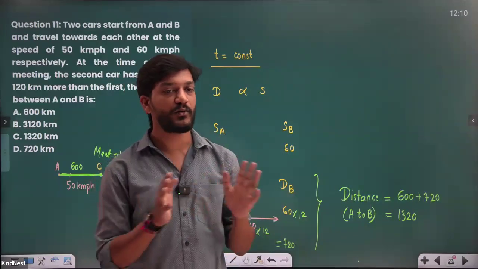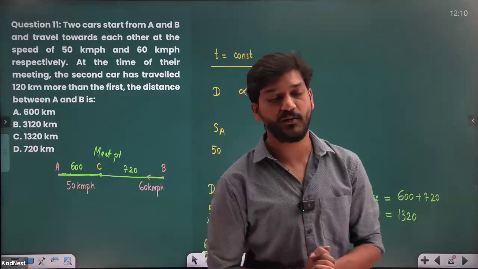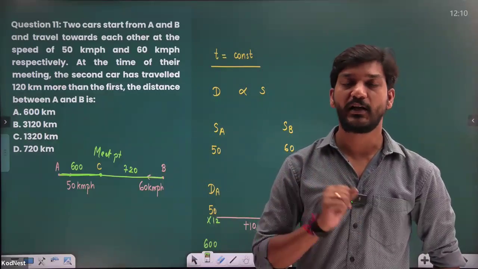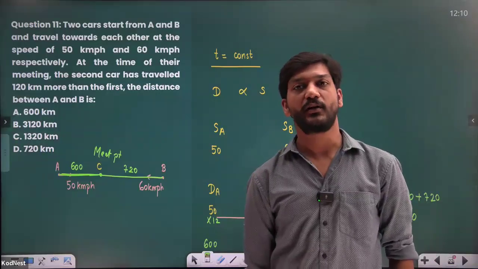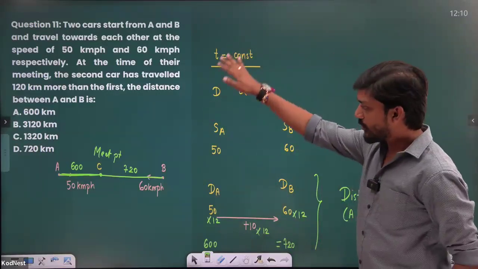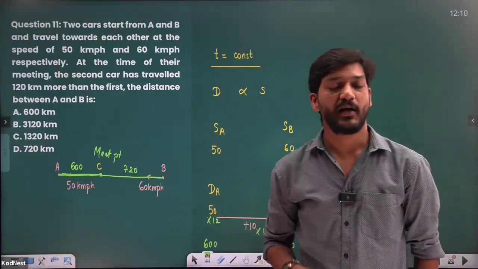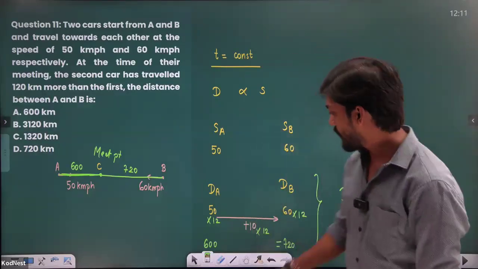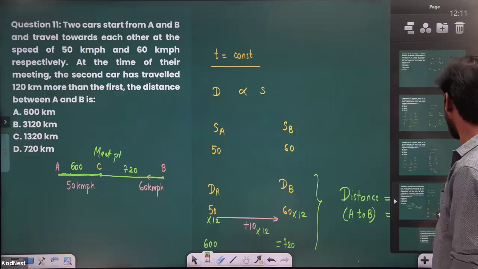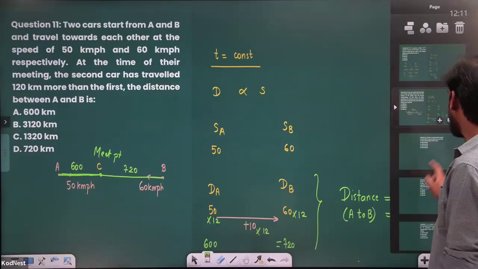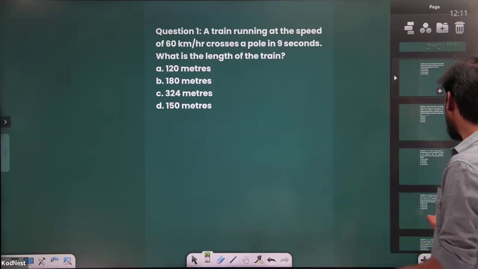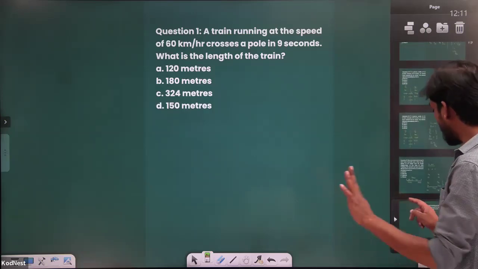You will have to apply the very general formula, which is d1 by d2 equals s1 into t1 divided by s2 into t2. Okay, so all of the questions which we have done today, is anything so far doubtful? Please confirm. We are concluding the class with this question. Tomorrow we'll start with crossing based questions, which will be based on trains only.